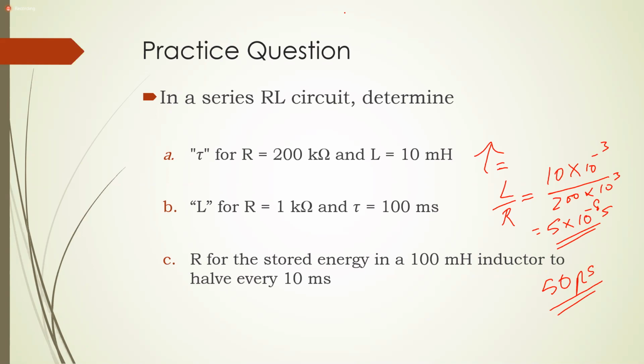Miss Lynch? Yes, sir. Part B. L would be tau by R. So that's 100 times 10 to the minus 3, times R, which is 10 to the 3.